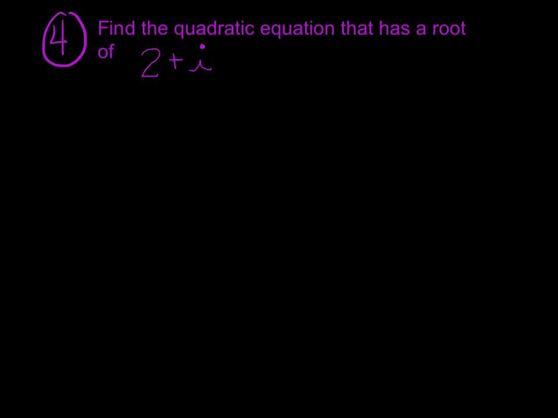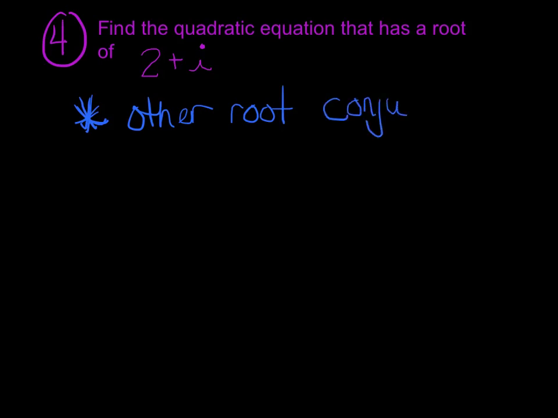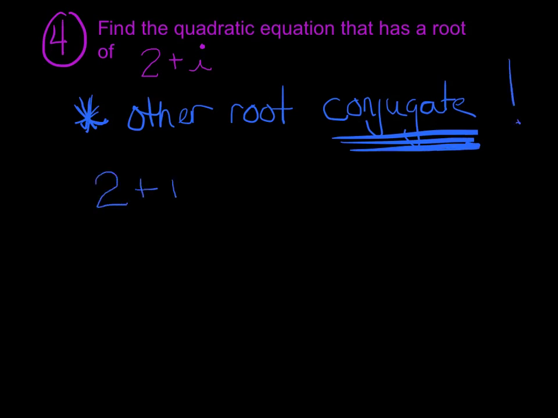Number 4. Find the quadratic equation that has a root of 2 plus i. Well, notice I only gave you one root. You've got to be able to come up with the other root. So let's make a star in our notebook. If you know one root, the other root is always the conjugate. So if one root is 2 plus i, what is the other root going to be?